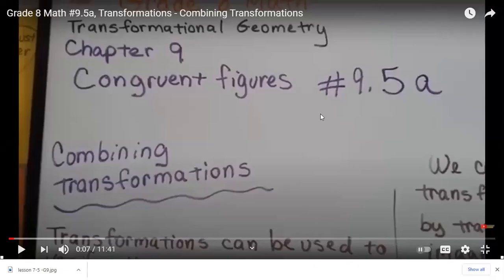Transformations. Do you know what the meaning of combining transformations is? What this word means is that we transform the transformation. We will transform the transformation.